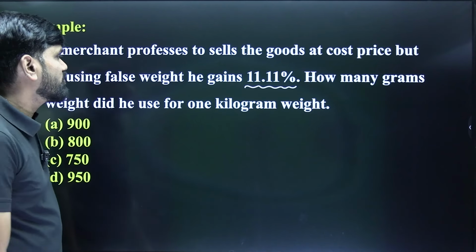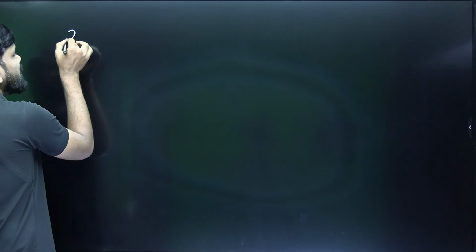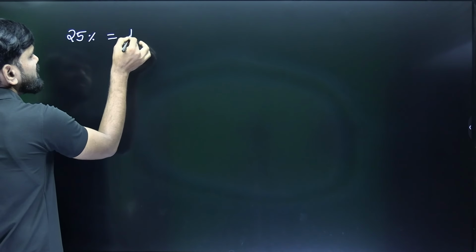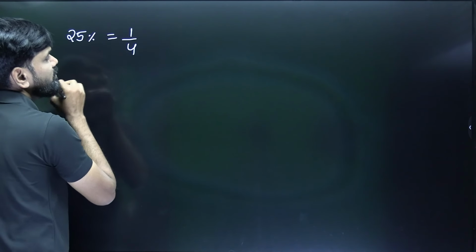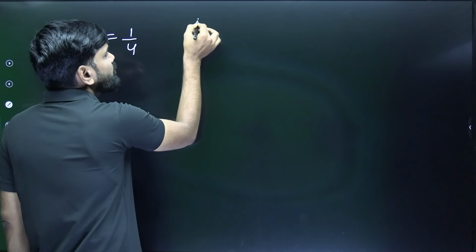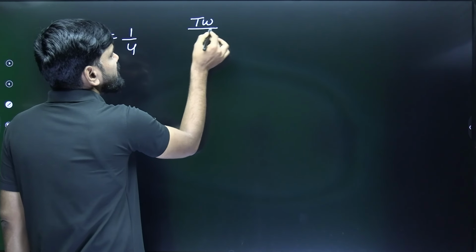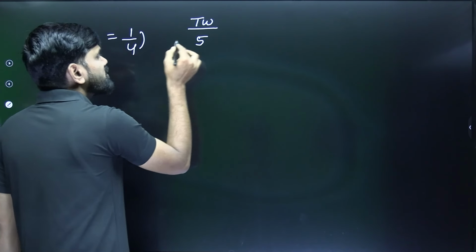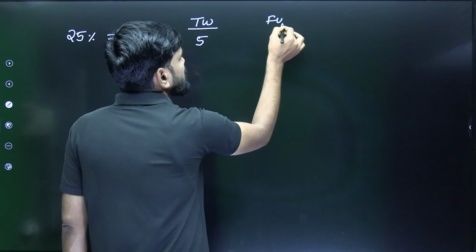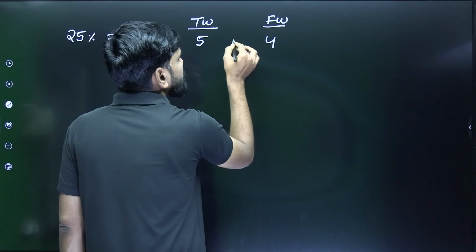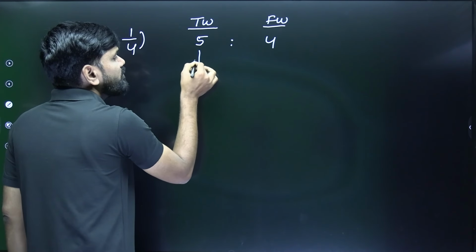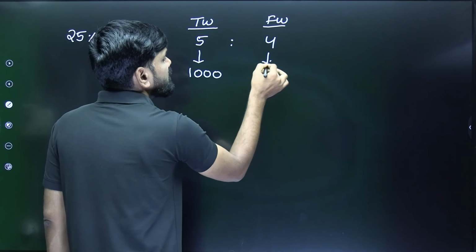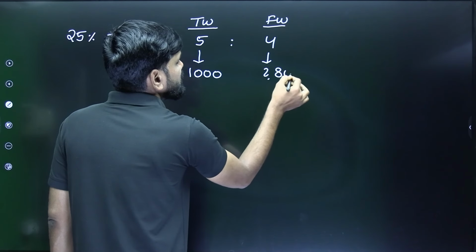Now let's go back to what we have learned already. By selling it at the cost price, if there is a gain of 25%, that 25% is nothing but the fractional equivalent 1 by 4. After getting the fraction, the true weight must be linked to the total, that is 5. The false weight must be linked to the denominator, that is 4. So if the kilo weight is 1000 grams, how many grams do I have to use to gain that? 4 parts, which is nothing but 800.